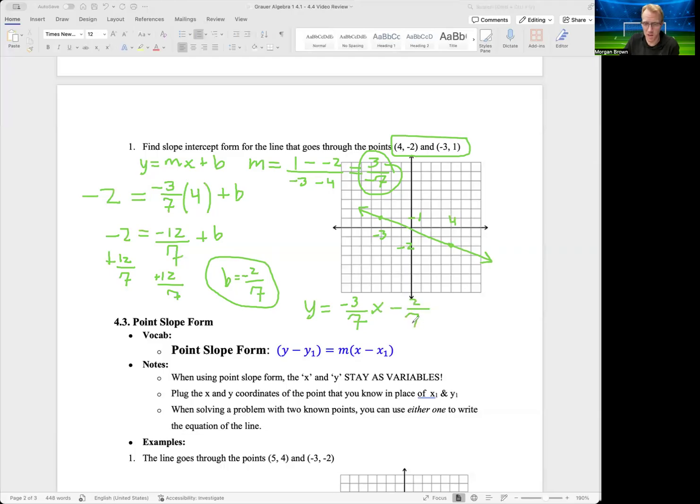You can also look at your graph and verify that this makes sense, because on the graph, this line that I drew that goes through the points is just a tiny bit below 0. So a y-intercept of -2/7 makes sense and matches what we see on our graph.